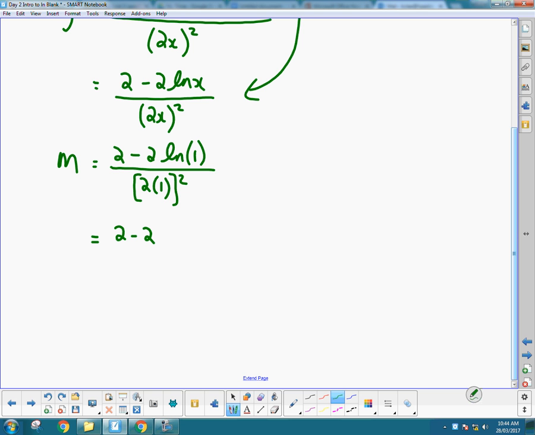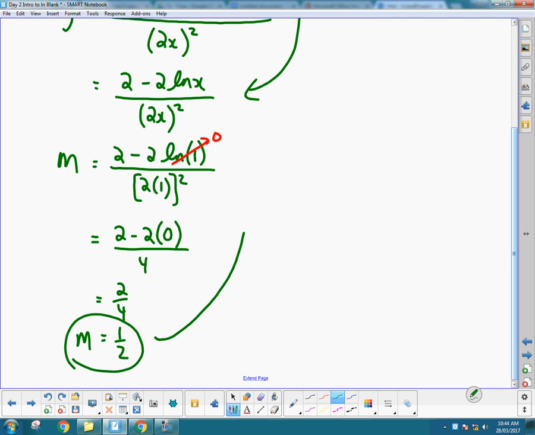Now on the top there, this is 2 times 2. What's the ln of 1? Well, remember, ln means log base e. So it's saying what exponent you put on e to get 1. Well, it doesn't matter what exponent you put on any base to get a 1. The answer is 0. So ln 1 is 0. This is just 0. The bottom is 2 times 1 squared is 4. So that's 2 over 4, or 1/2. So the slope is 1/2.